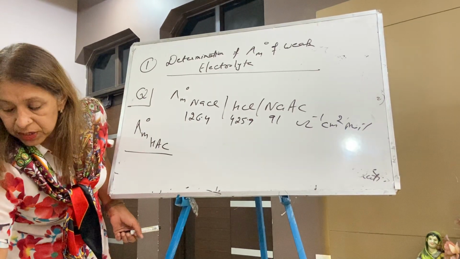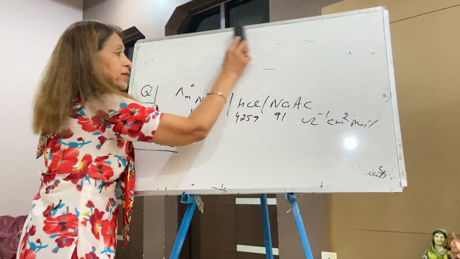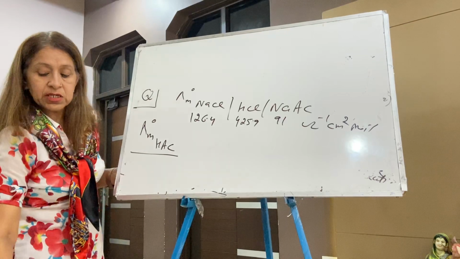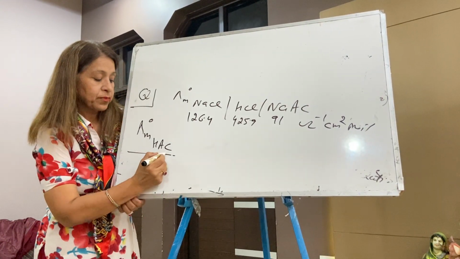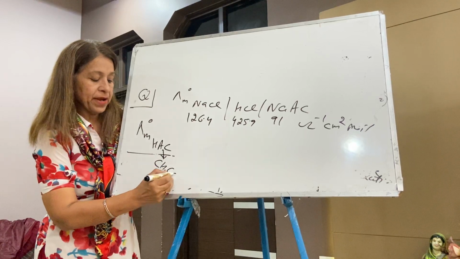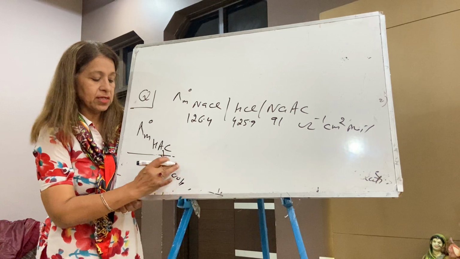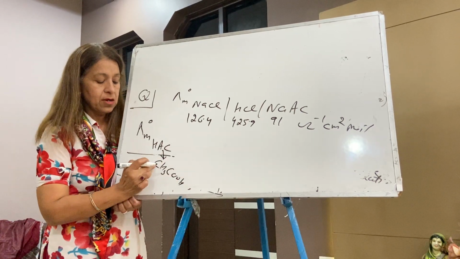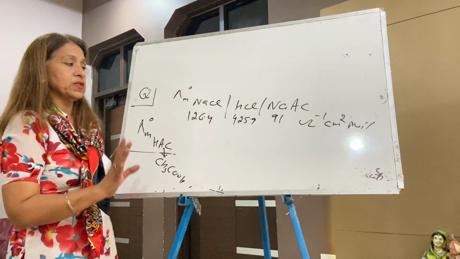Now, students, the question is to calculate the lambda m naught of HAc. It's a weak electrolyte. Acetic acid it is. Ac for CH3COO minus, acetate. Or you may write H, it's acetic acid. Same thing. HAc or CH3COOH, one and the same thing. If it is written Ac, you can write Ac, right?